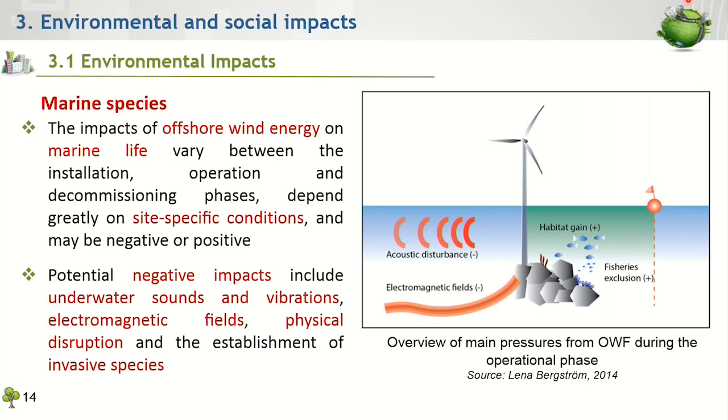Then, particularly for offshore wind farms, wind energy projects can also negatively impact basic resources, fishery, and marine life, although the impact can vary between different stages of the project and depend really on site-specific conditions. In general, the potential negative impact of offshore wind energy projects on the marine ecosystem can include the disturbance caused by underwater sound and vibration, electromagnetic field, physical disruption, and also the establishment of invasive species.